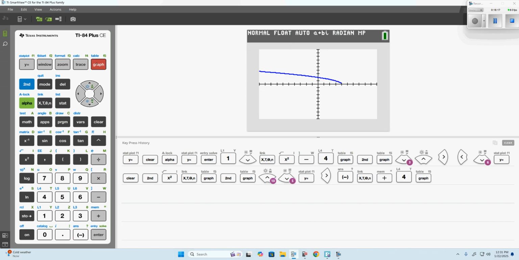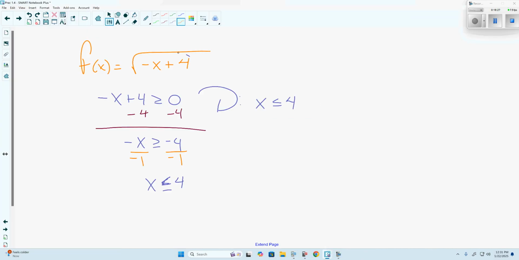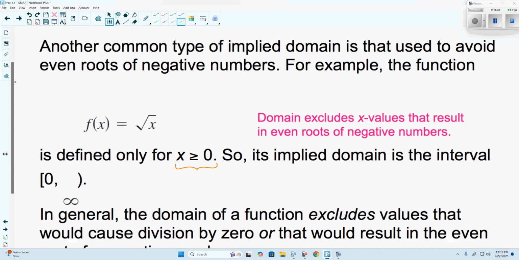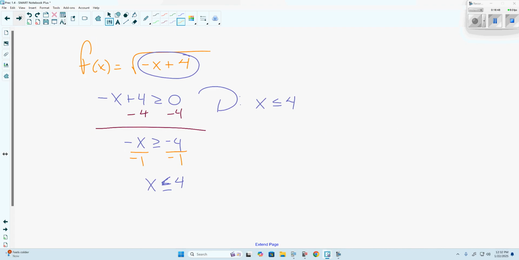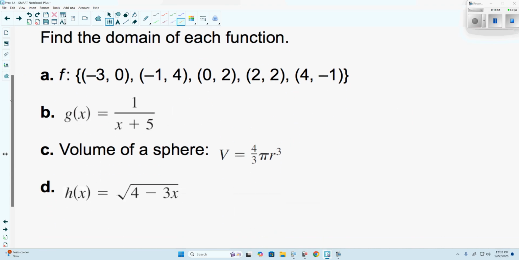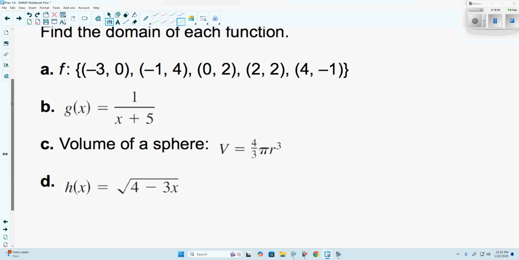And if we graph this here, we do see that the x values are going to the left. It's not so much that x can't be negative with radicals, it's that what's inside here, our final number before we take the square root of it, cannot be a negative. In general, the domain of a function excludes the values that would cause division by 0 or that would result in the even root of a negative number. But for the most part, the rest of them, if we don't have that, the domain is all real numbers.